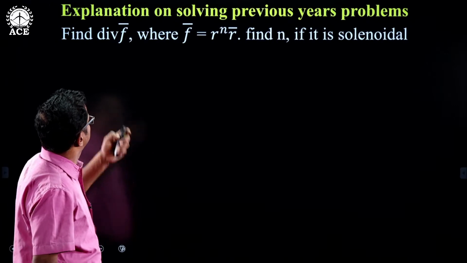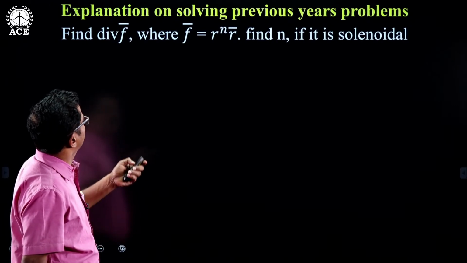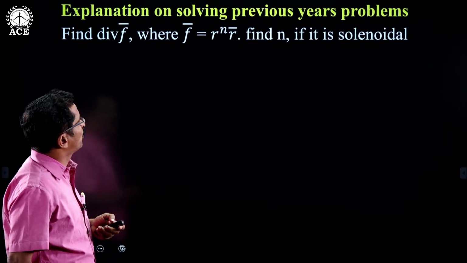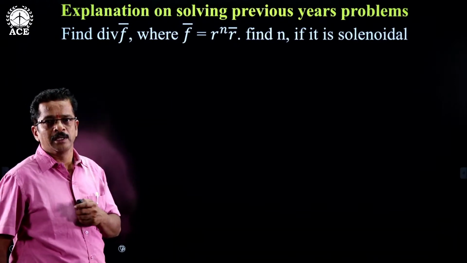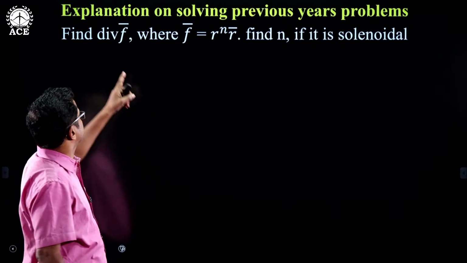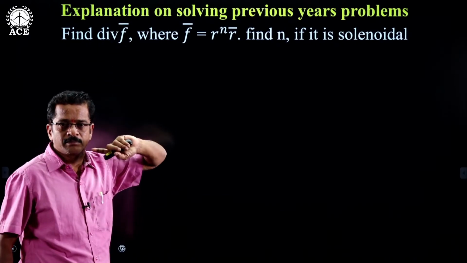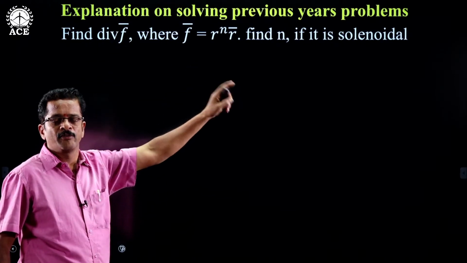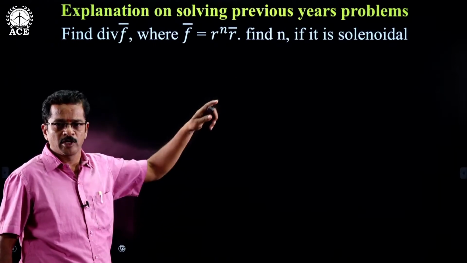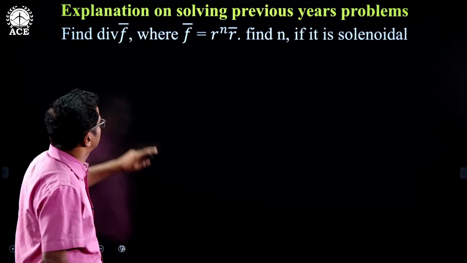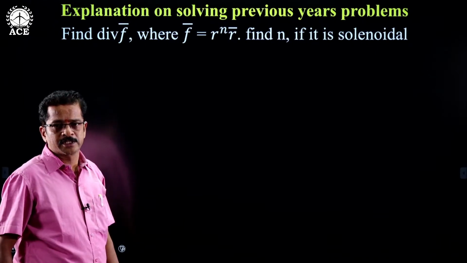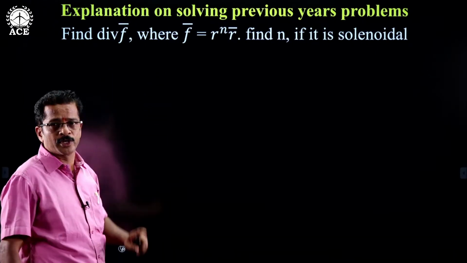Next, find the divergence of F bar, where F bar equals r power n into r bar, and find n if it is solenoidal. First let us try to find the divergence of F bar, then we see for what value of n it is going to be solenoidal, in the next part. F bar means r power n into r bar.